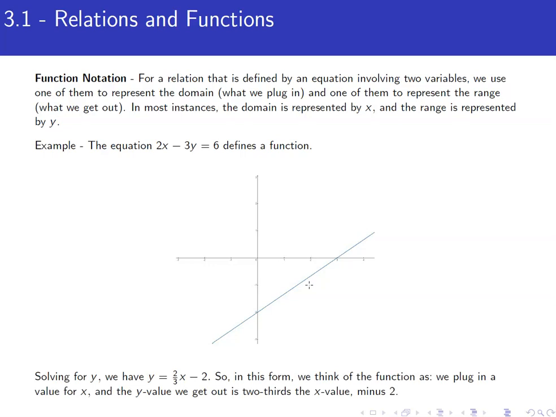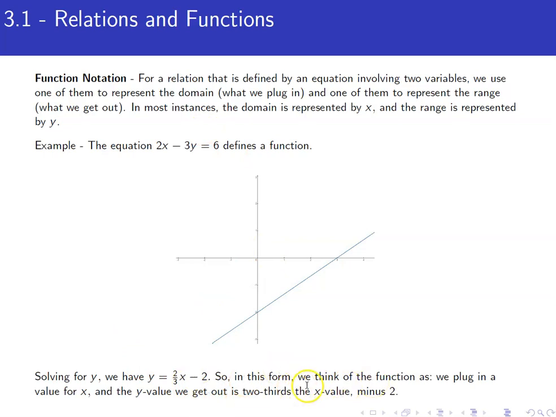So if y is supposed to be what we get out, we're going to solve for y, and then we have a y equals idea here. So the x is the independent variable, what we're going to plug in. We do all of the arithmetic that is involved when we plug in some value for x and get out a value for y. So if we solve for y in this case, we would move the 2x to the other side and divide both sides by negative 3. You would get 2/3 x minus 2.